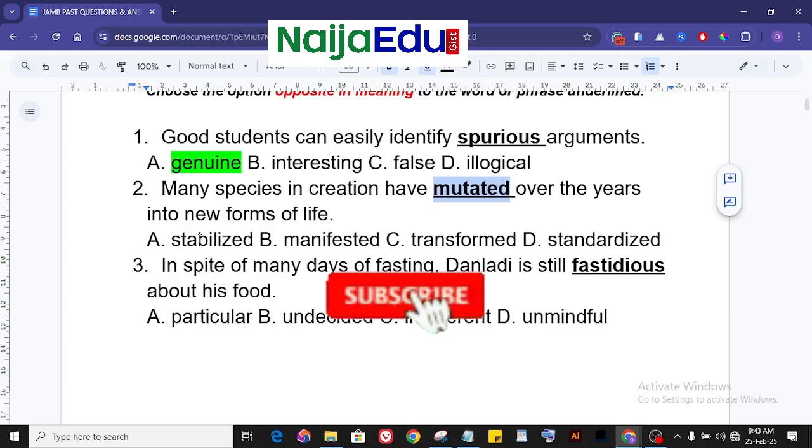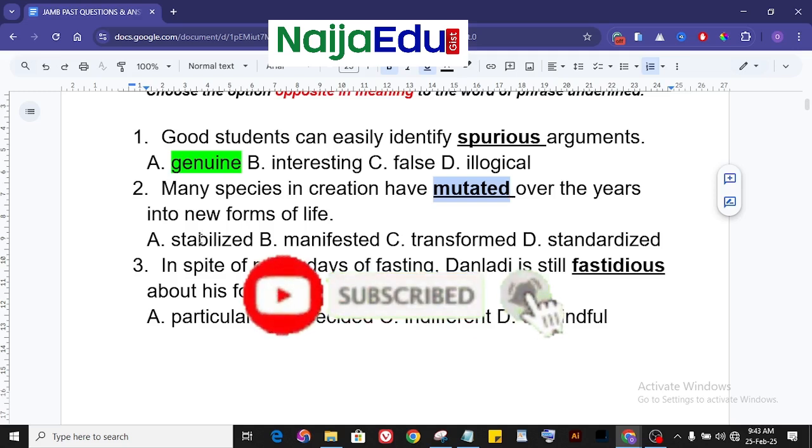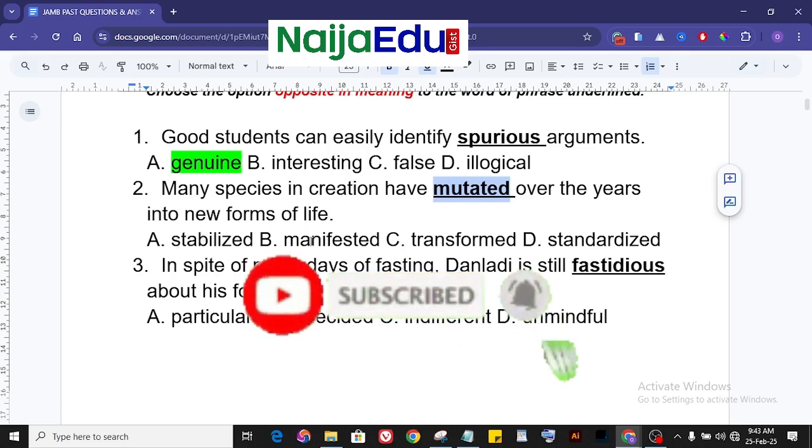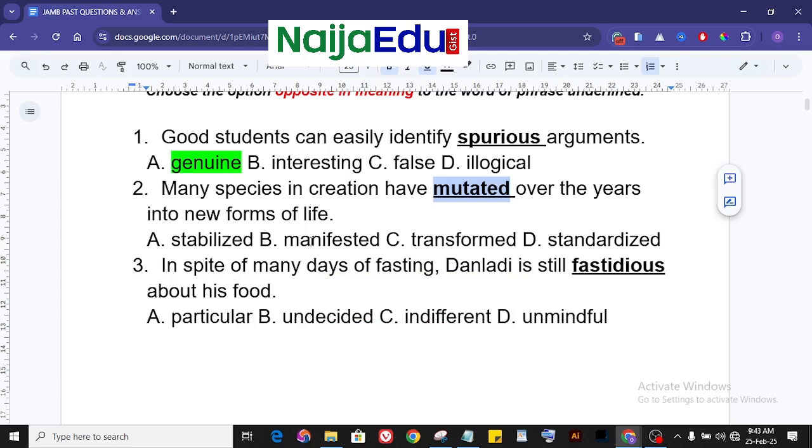So stabilized means something that remained the same. You understand? That is option A. Then option B, manifested, means that something appeared or became evident. Understand? Then transform, another synonym. So this also means something that actually changed. When you say something mutated, it also transforms. So this is similar in meaning to mutated.